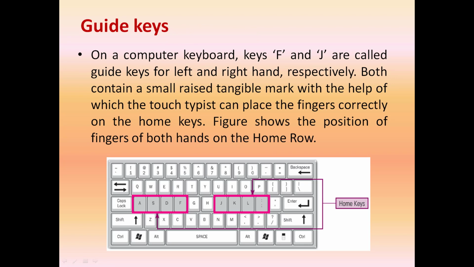On a computer keyboard, F and J are called the guide keys for left and right hand. We press the F key with our left hand index finger and J with our right hand index finger. Both contain a small raised tangible mark with the help of which the touch typist can place the fingers correctly on the home keys.